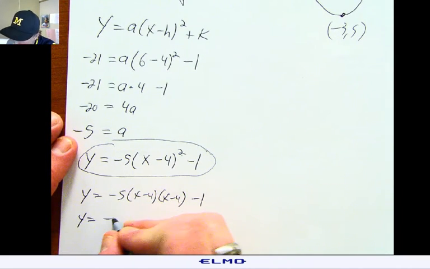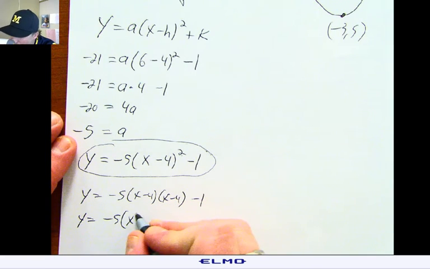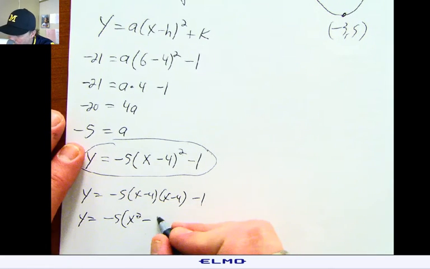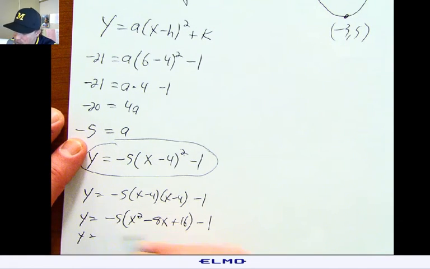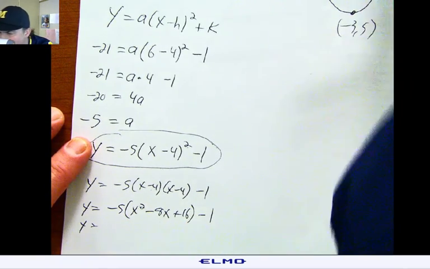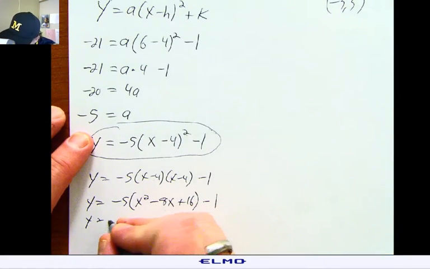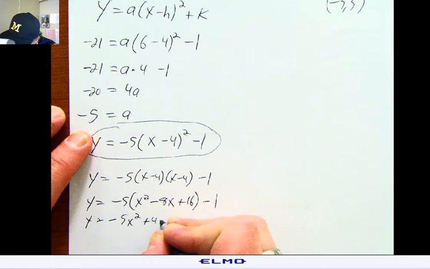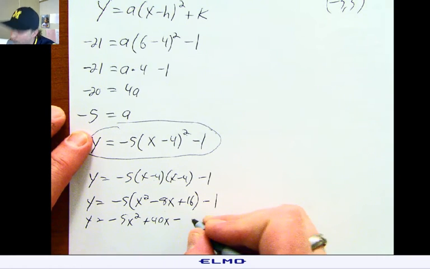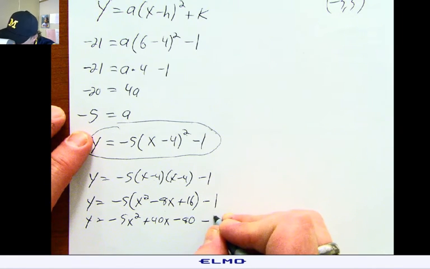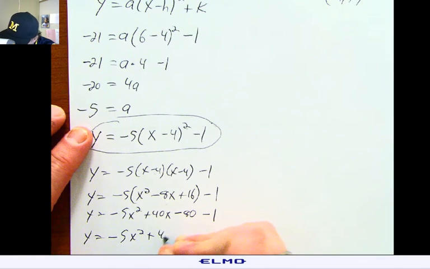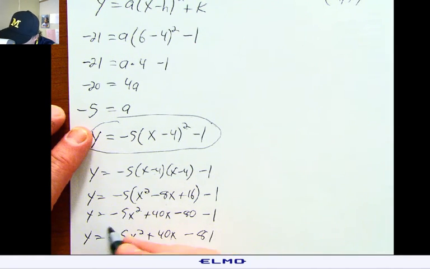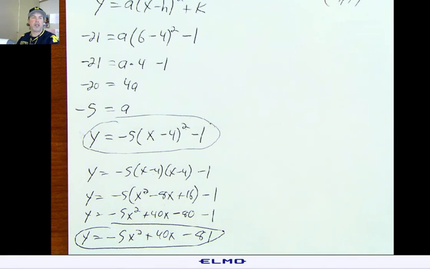you should. X minus 4 times x minus 4, that is x squared, negative 4x. So minus 8x plus 16 minus 1. Distribute the negative 5 into the parentheses, but don't include this negative 1 in that. So negative 5x squared plus 40x minus 80 minus 1, which then becomes negative 5x squared plus 40x minus 81. And that is now in standard form, or general form, depending on what you call it.